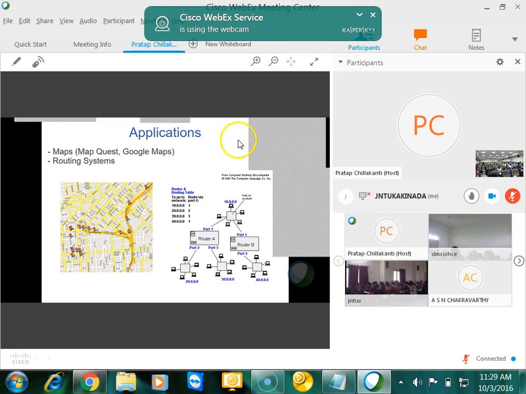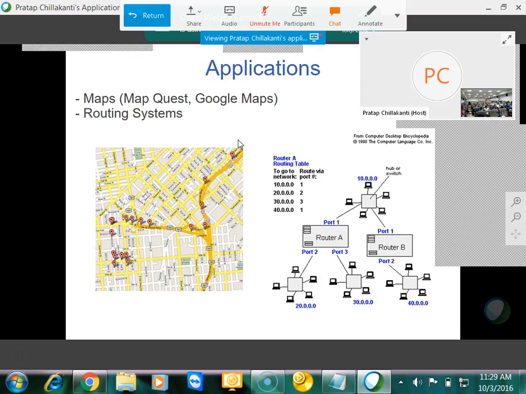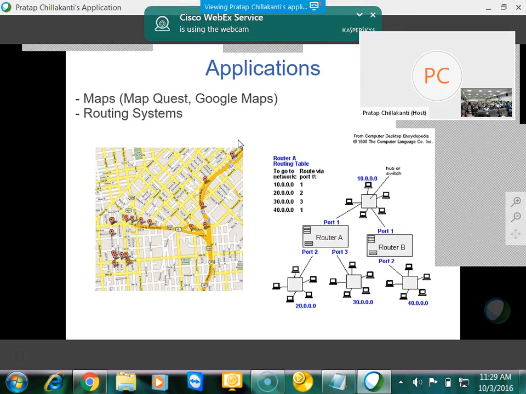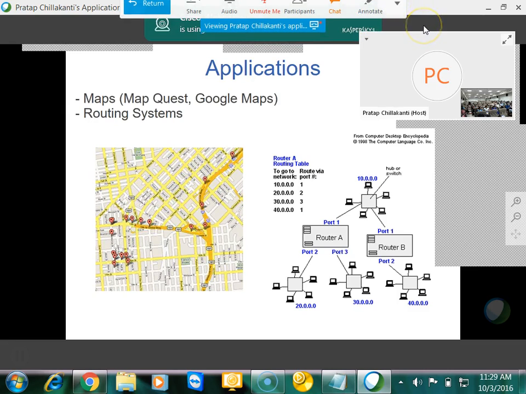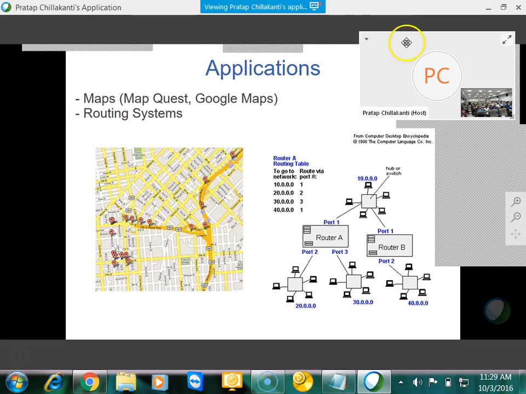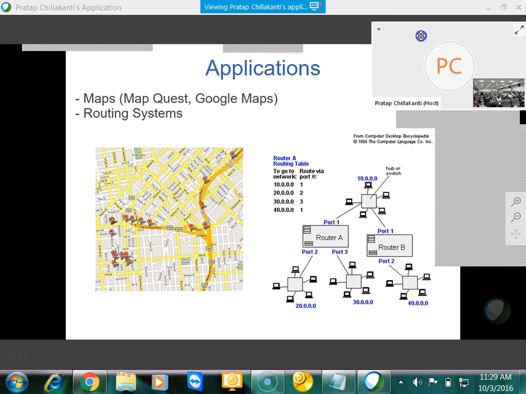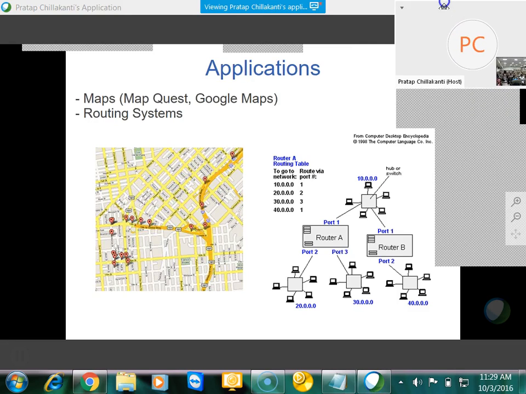As I mentioned to you, these are all the different types of applications. Maps, all Google Maps uses that, MapQuest, all your GPS stuff, they use that. You see example of routers, those things are computer networking, right? So they use those algorithms.